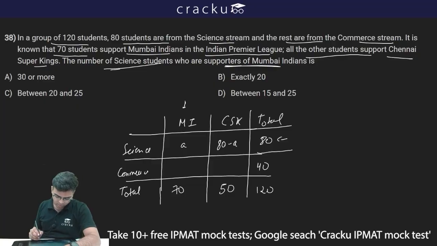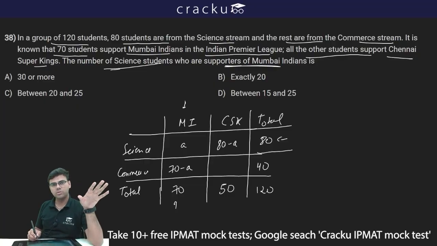Similarly, if I see at this column, if science students are A and total supporters of Mumbai Indians is 70, I can definitely say that commerce people will be 70 minus A. This means science students who are supporting Mumbai Indians is A, then the remaining 70 minus A will be the commerce students who are supporting Mumbai Indians.